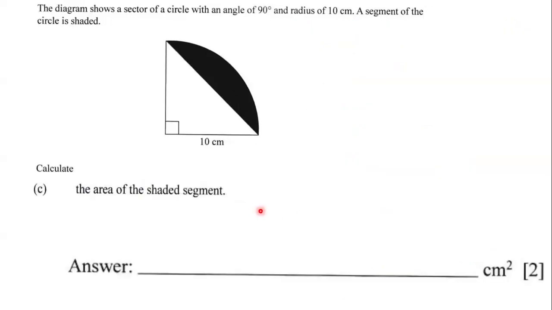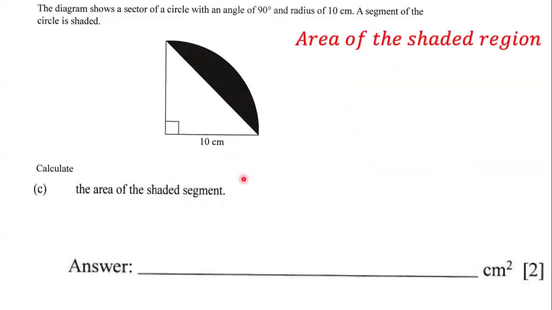Next, the question wants us to determine the area of the shaded segment. So this right here is the shaded segment, this shaded portion. We need to determine the area of this portion right here. Now, in order to figure out the area of the shaded region, or the area of the shaded segment, what we have to do is subtract the two areas that we found.